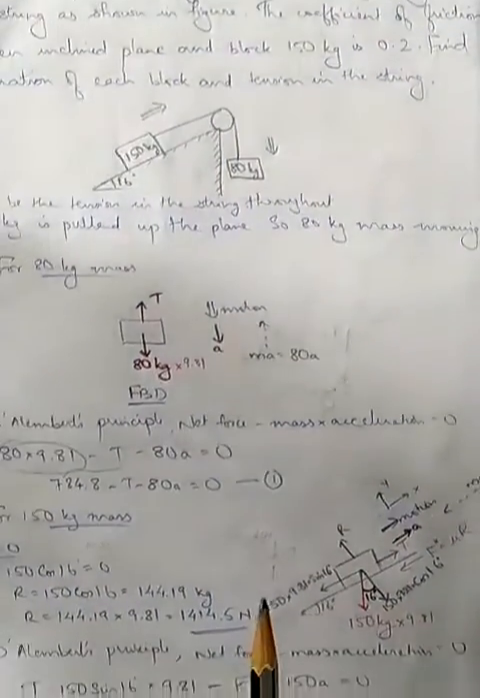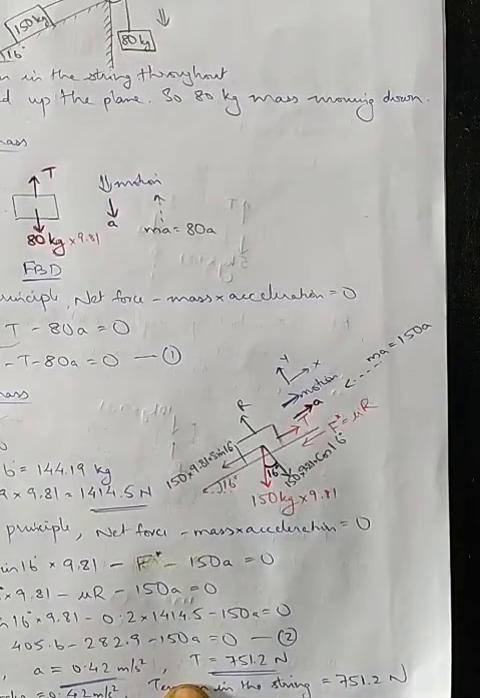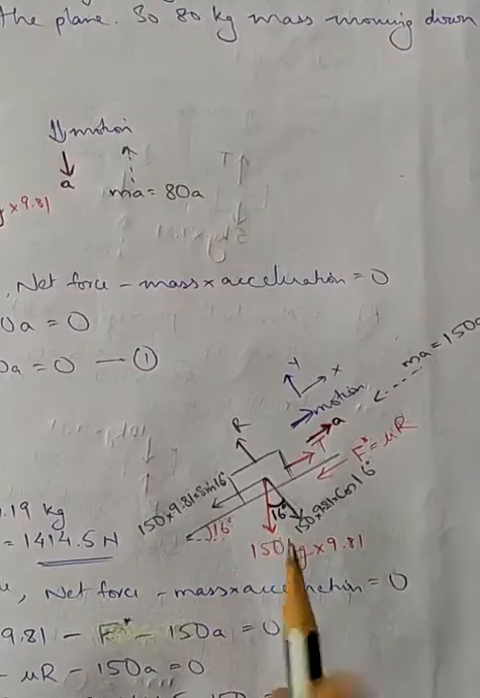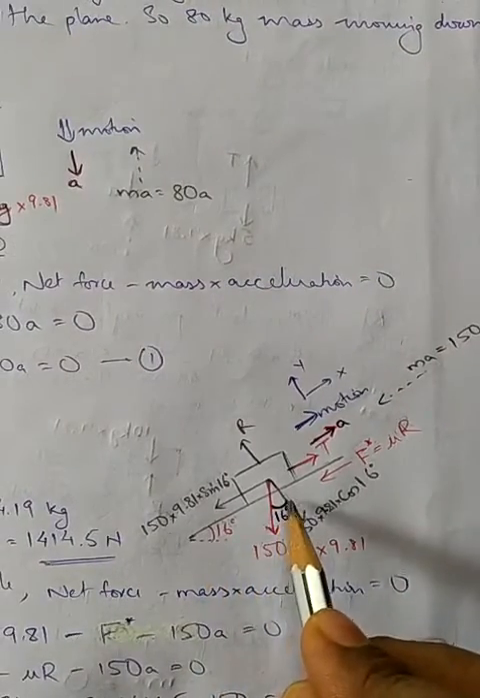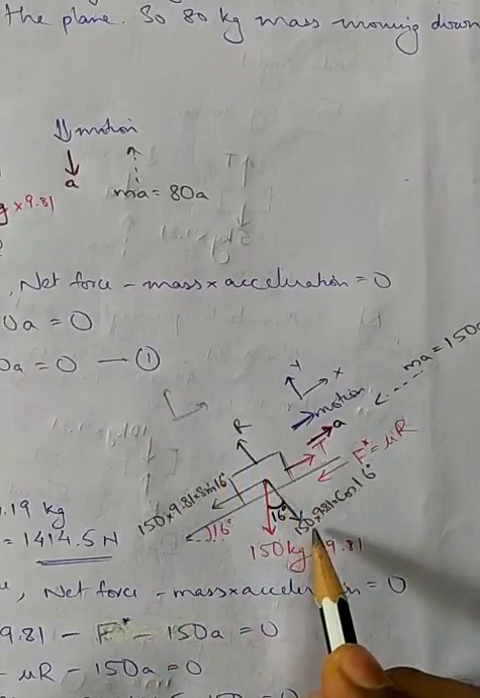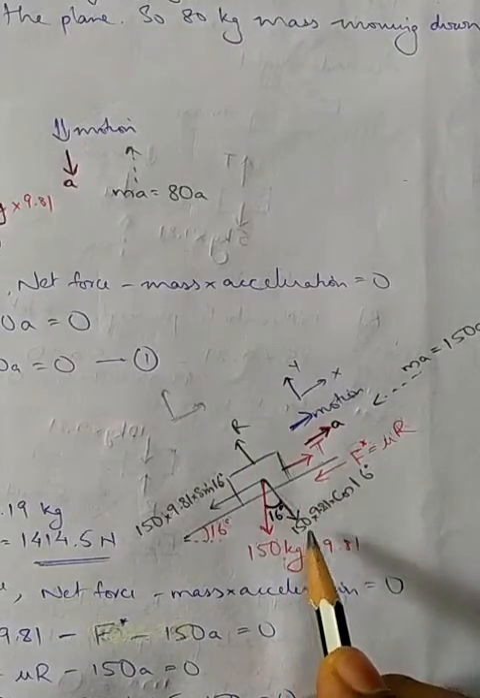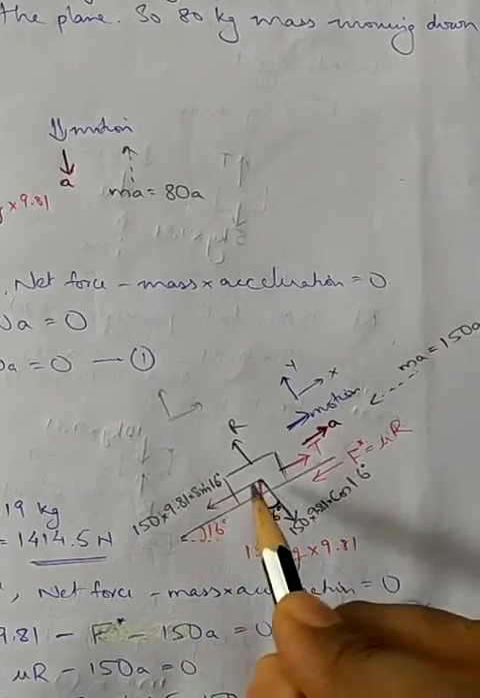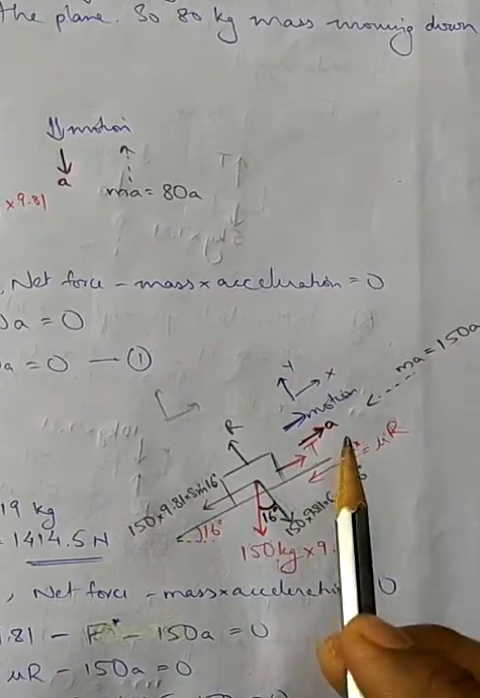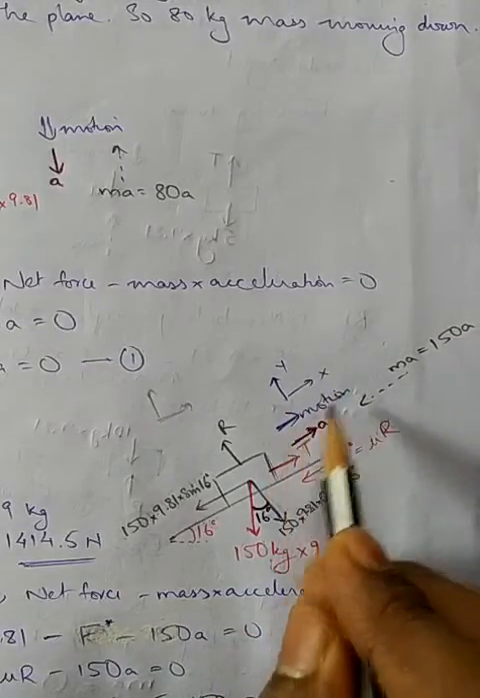Similarly for the 150 kilogram mass, this is the free body diagram. The 150 kilogram acts downwards, making an angle of 16 degrees. Along the incline and perpendicular to it, since this is mass, we have converted into weight, so it is 150 into 9.81 into cos 16, and this will be 150 into 9.81 into sin 16. The direction of motion will be upwards, as given in the question.